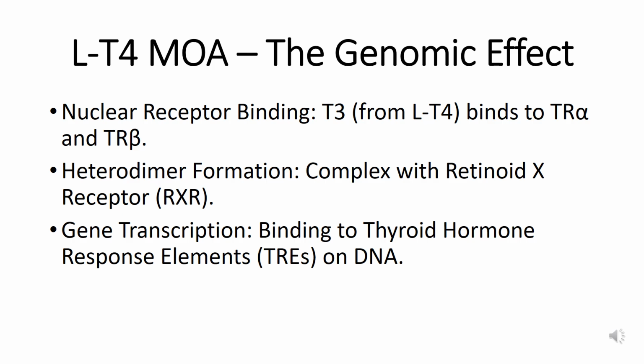In essence, levothyroxine works by providing thyroxine, which is converted into triiodothyronine. Triiodothyronine then enters the nucleus, binds to TR-alpha and TR-beta receptors, forms a heterodimer with RXR, and attaches to thyroid hormone response elements on DNA. This process alters gene transcription and ultimately drives many of the body's essential metabolic functions.